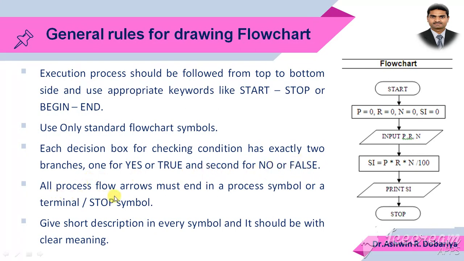Then all process flow arrows must end in the terminal symbol. Whenever you connect all the symbols, it must come to the end of the flowchart in the stop terminal symbol. Also give a short description, or you can say a label, in each and every symbol. It means do not draw an empty symbol; every symbol must have a particular label or description. These are the common rules that we have to follow while we draw flowcharts.